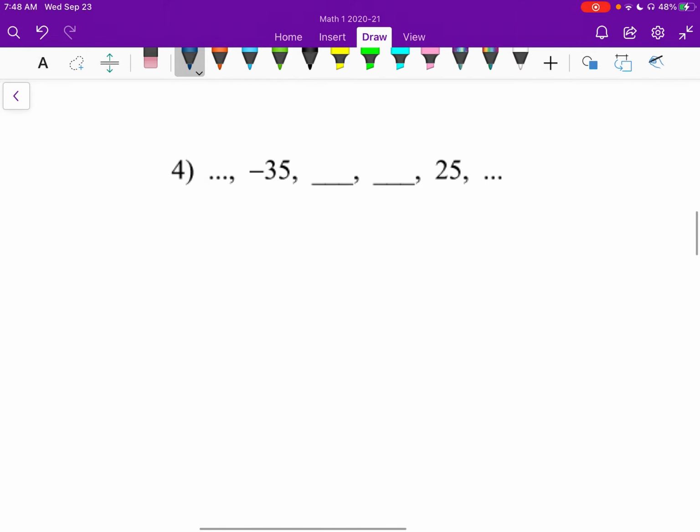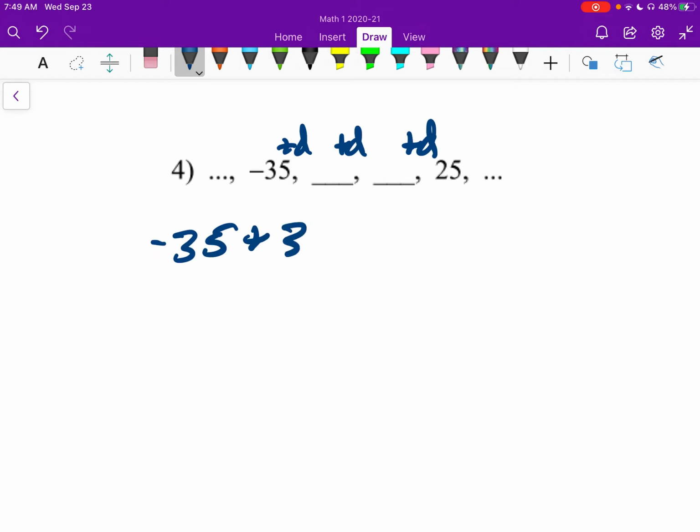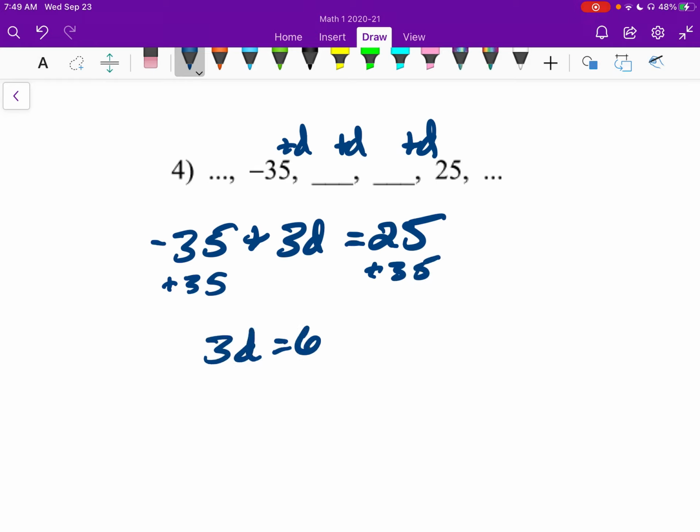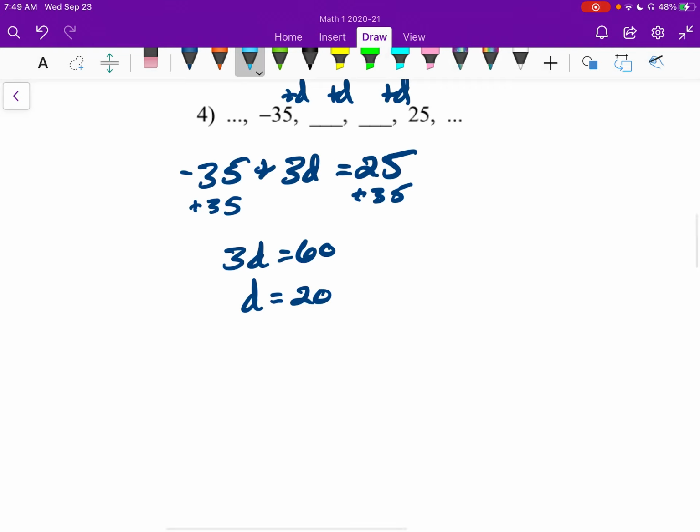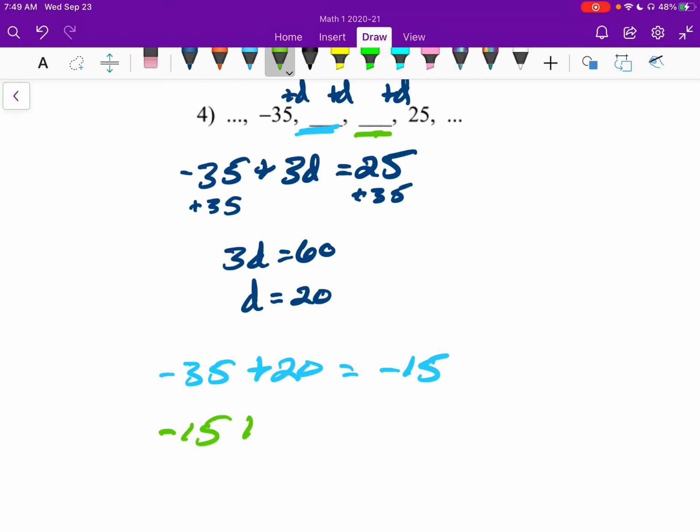Okay, last up. Well, last of this section. So negative 35 plus 3D is 25. I add my 35 to the other side. And is that going to be 60? Yeah, 3D is 60. So D is 20. So to get my first blank, I'll take negative 35 plus 20, which is negative 15. And then to get my second blank, I'll take negative 15 plus 20, which is 5.